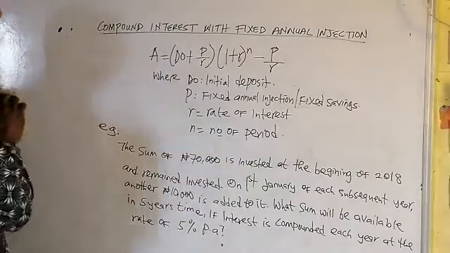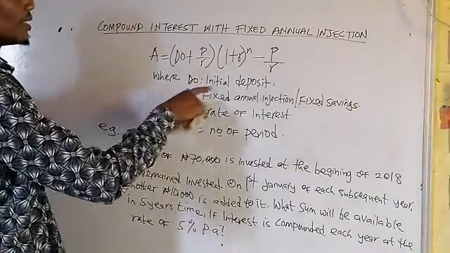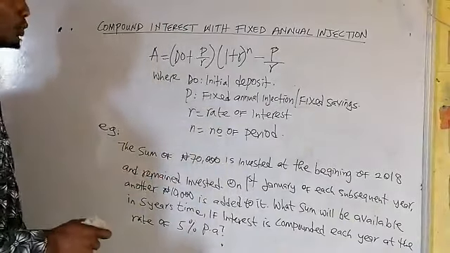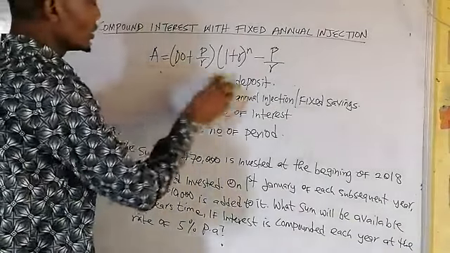At the end of the 5 years. So by now we know what this represents. So let's just rub up this place and let's do our computation there.